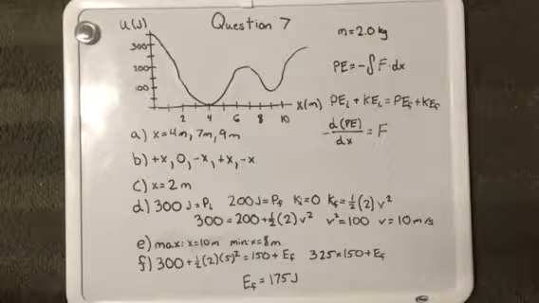So we have our equation: 300 joules plus 25 joules equals 150 joules plus the energy lost due to friction. And then you solve and you get 325 joules equals 150 joules plus the energy lost due to friction. So you get that the total energy loss is 175 joules.